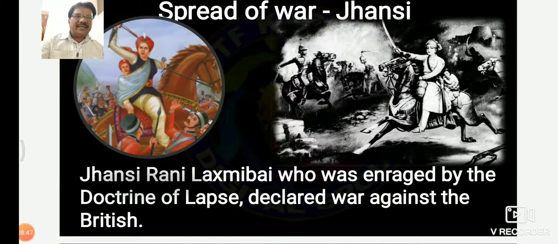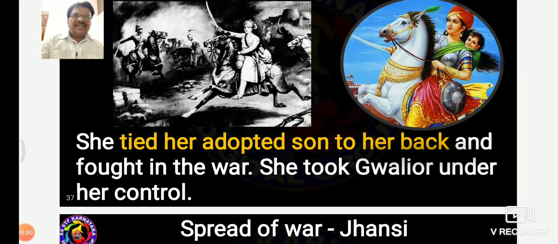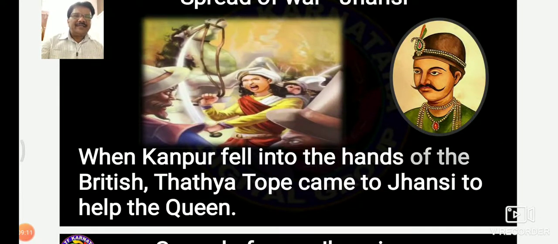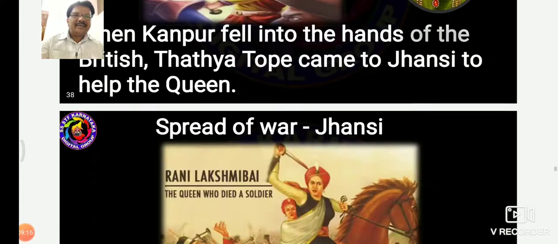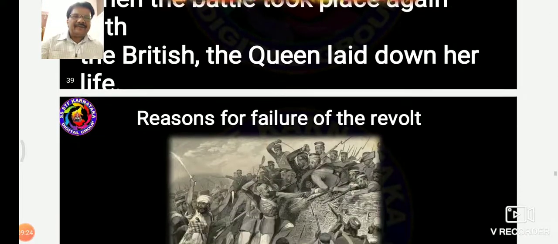Jhansi Rani Lakshmi Bai, who was enraged by the doctrine of lapse, declared war against the British because the British did not permit her adopted son. She tied her adopted son to her back and fought in the war. She took Gwalior under her control. When Kanpur fell into the hands of the British, Tatya Tope came to Jhansi to help Queen Lakshmi Bai. When the battle took place again with the British, the Queen laid down her life.